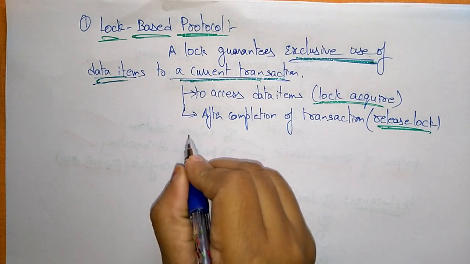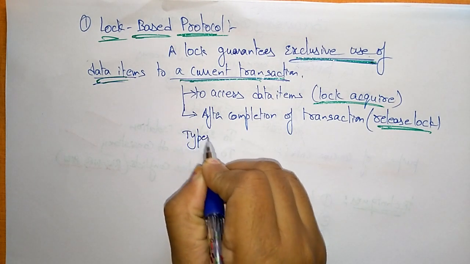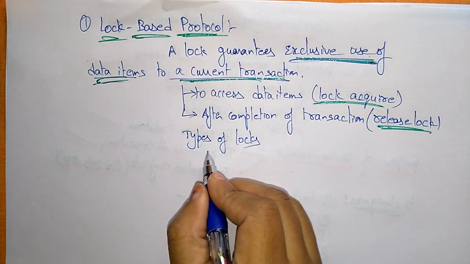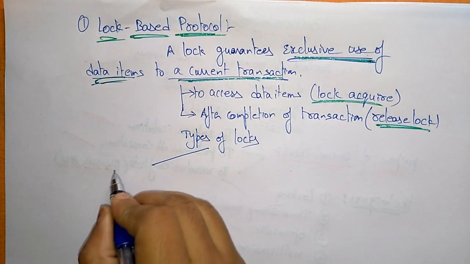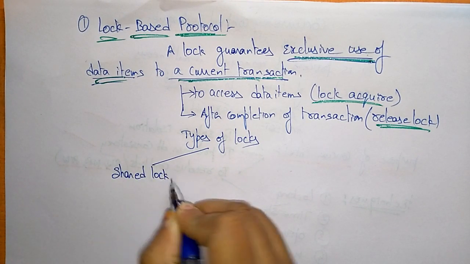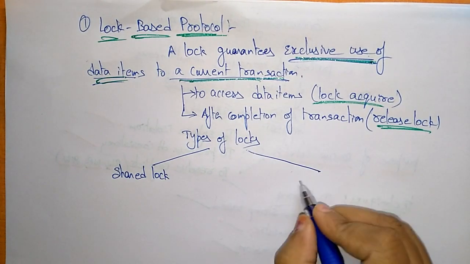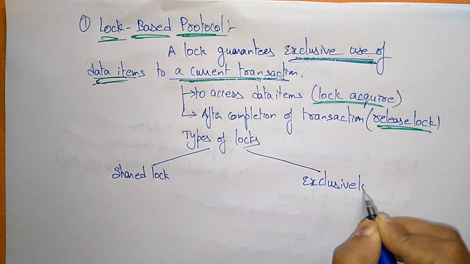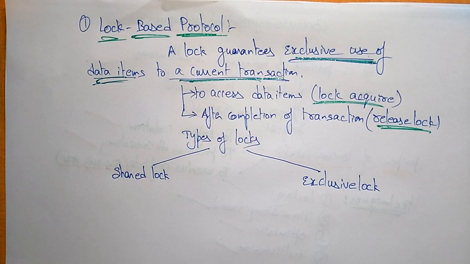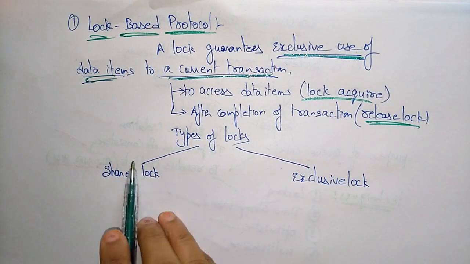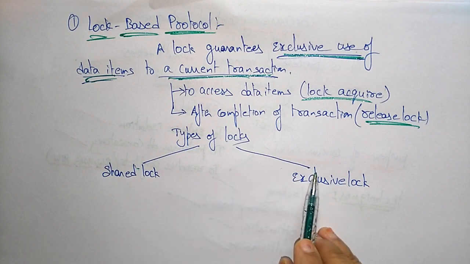Okay, so here different types of locks will be there. Types of locks. The two types of locks are shared lock and exclusive lock. So these are the two different types of locks that are used in the lock based protocol. One is a shared lock and next is the exclusive lock.